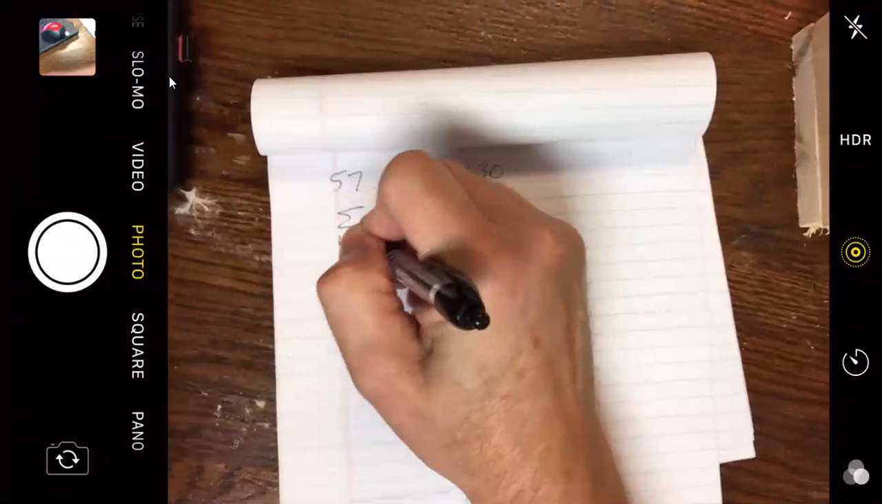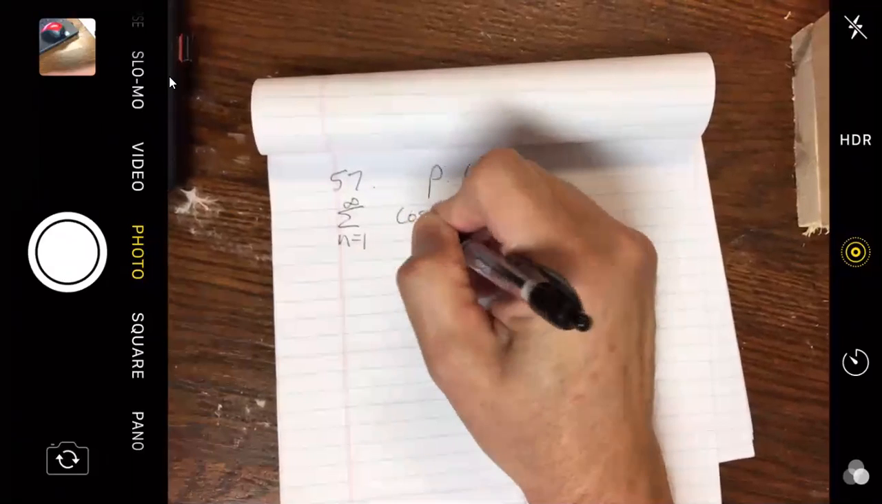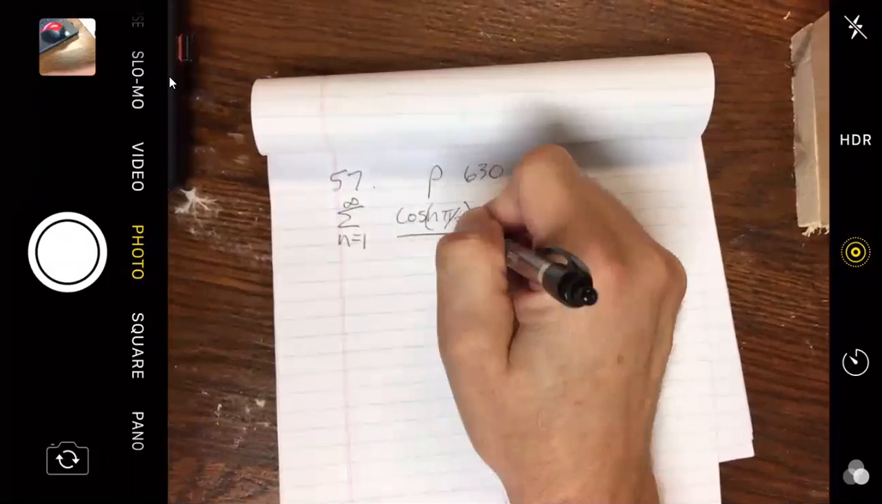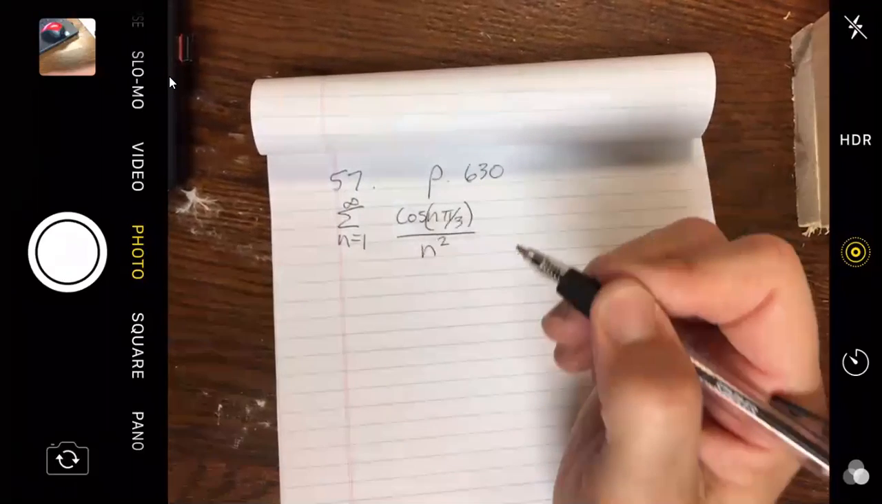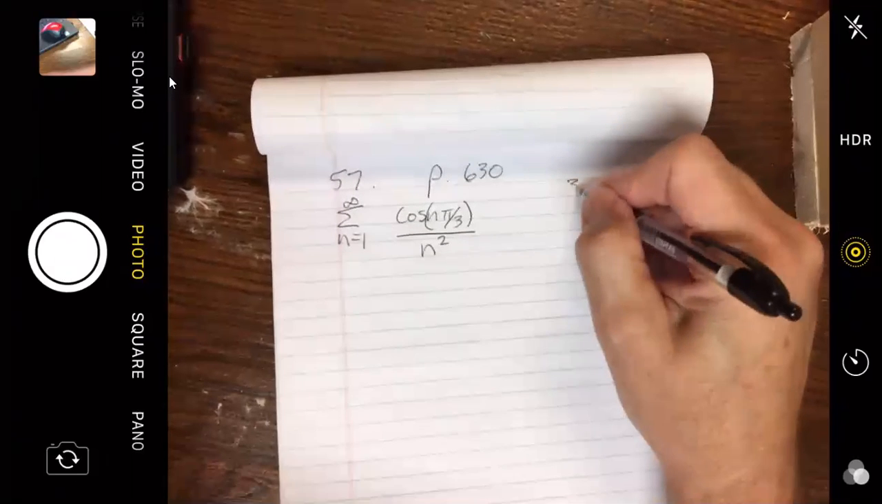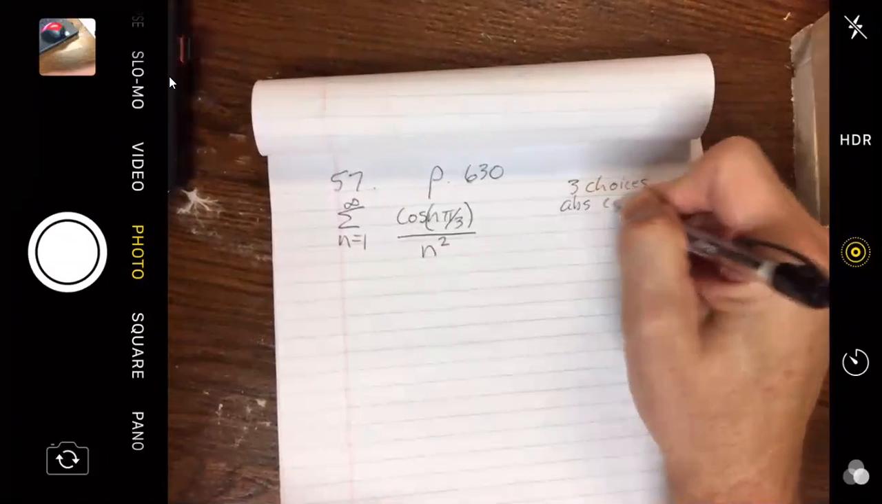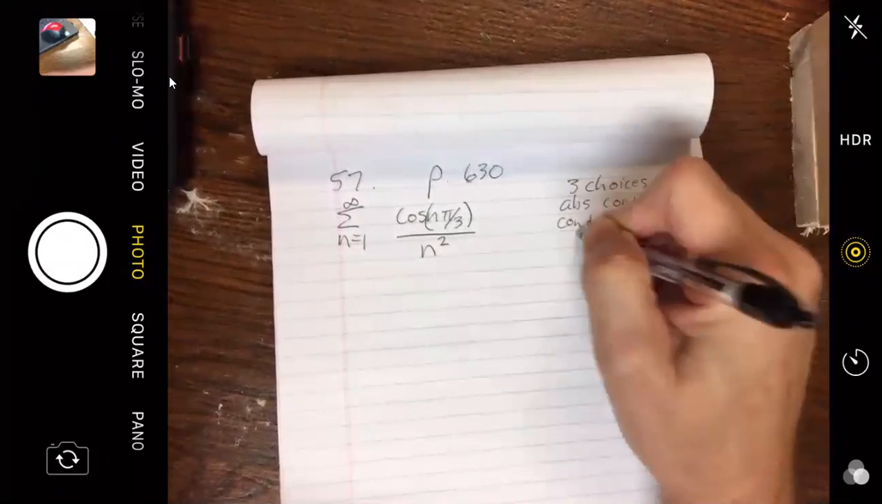Sum from n equals 1 to infinity of cosine of n pi over 3, over n squared. Your three choices: absolute convergence, conditional convergence, divergence.